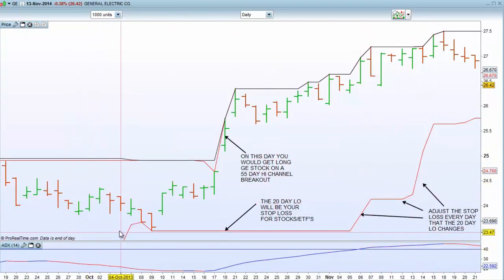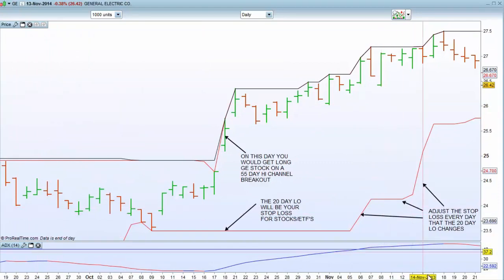The reason why we use this method is as the market breaks higher, we're trying to give it room to run and take full advantage of the trend that's forming. We don't really know where the market's going to end, so we just keep bumping our stop up to protect our profits as the market continues to move higher. So that's using the long side.